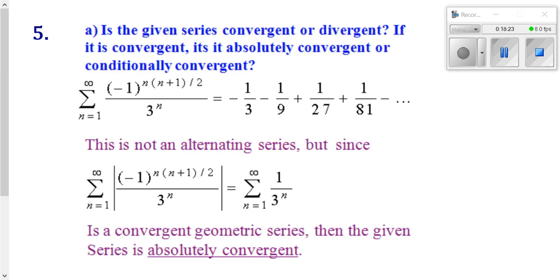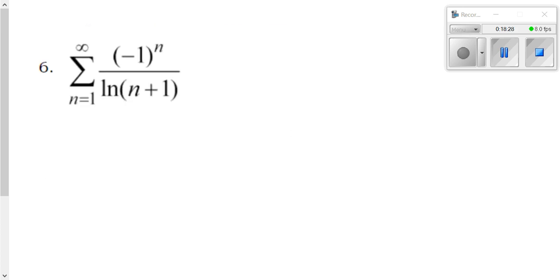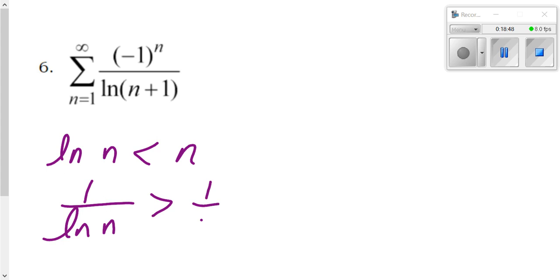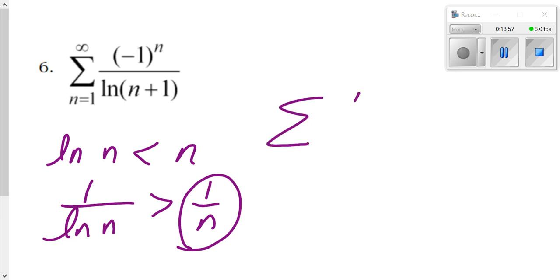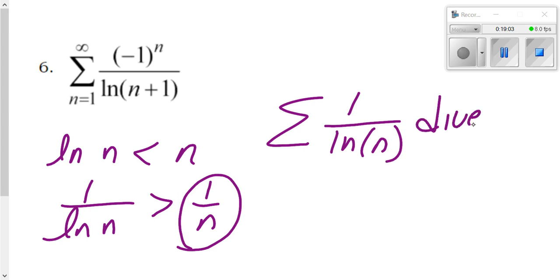Here's the stolen answer key. All right, number 6. In this one, it works really nicely to think in the consideration of the positive twin, to remember that natural log of n is going to be less than n, which means 1 over natural log of n is going to be bigger than 1 over n. Then this helps us in our direct comparison test. I know that the harmonic series is divergent.